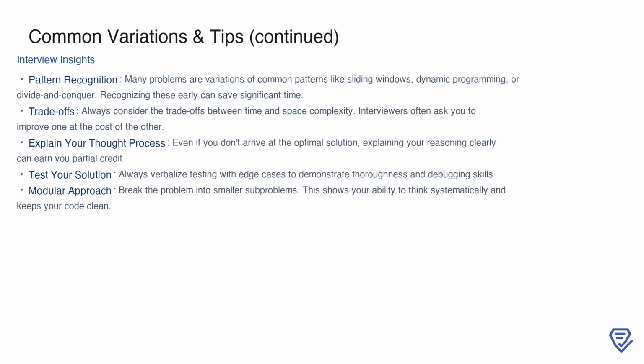Another key tip is to clearly explain your thought process. Even if you don't arrive at the optimal solution, demonstrating logical reasoning can earn you partial credit and showcase your problem-solving approach. Testing your solution is equally important. Verbalize how you'd handle edge cases and walk through your code to highlight your debugging skills. Finally, tackle problems modularly by breaking them into smaller subproblems. This not only simplifies your thought process but also keeps your code organized and easier to maintain.